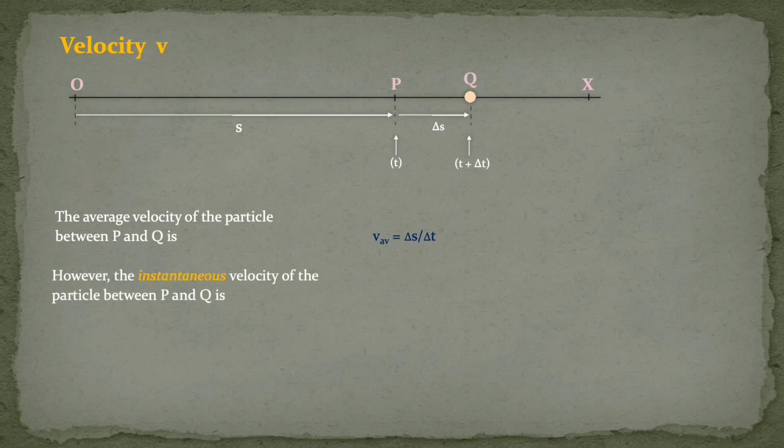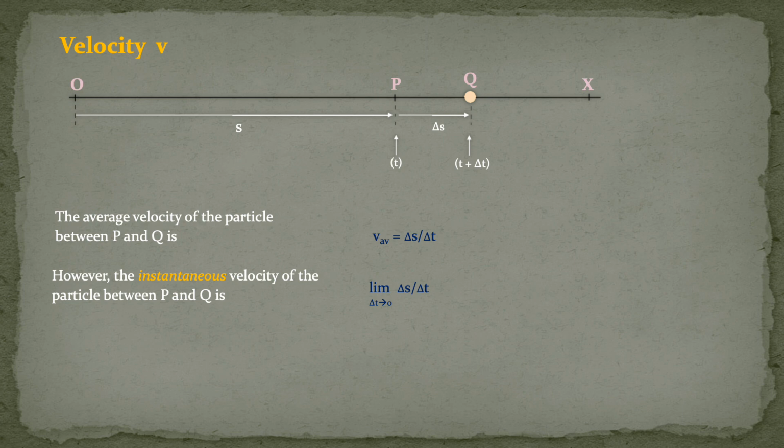What if I asked you to consider the instantaneous velocity of the particle between P and Q? What would that be? Well, because an instantaneous velocity refers to a velocity at an instant, the size of delta t must be very, very small. How small can it be? Well, mathematically, the smallest delta t can be is that it gets so close to zero that it can't get any closer. But it can never actually become zero, of course, otherwise the equation would be undefined.